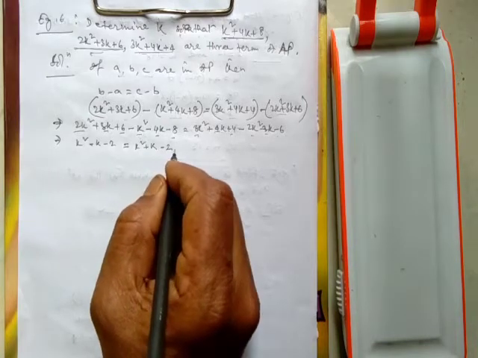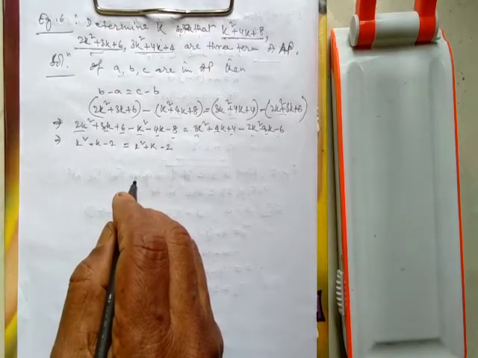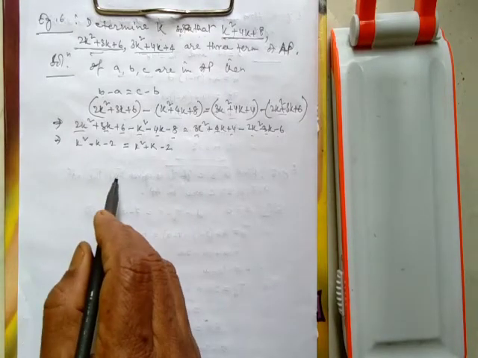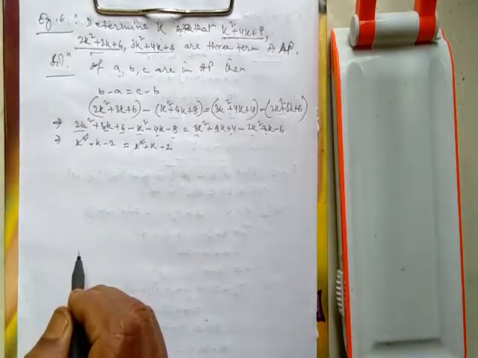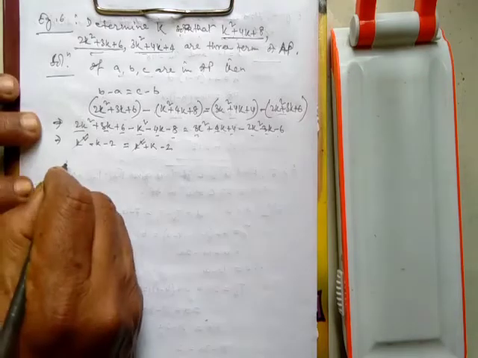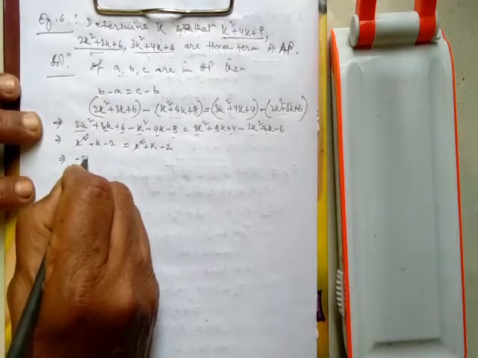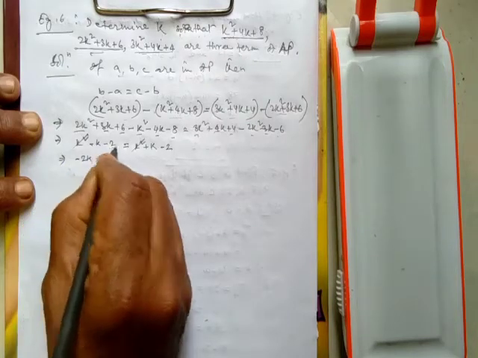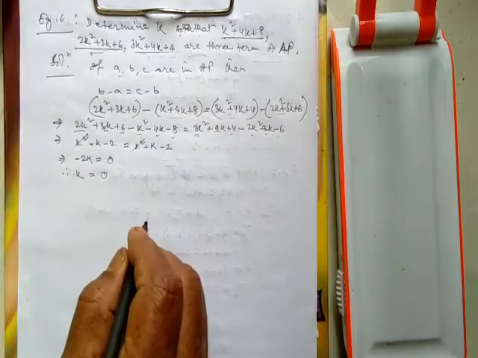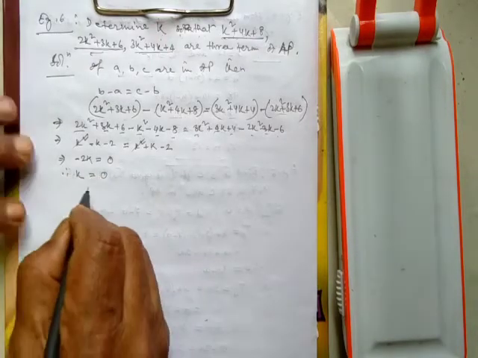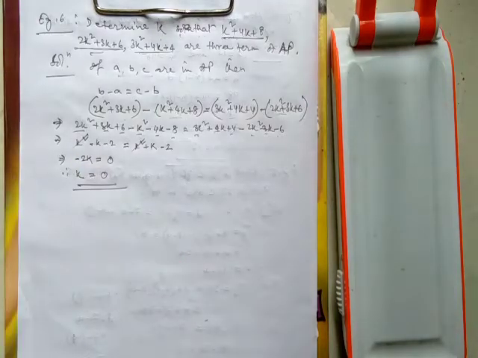Okay? This is what we got. This implies these two are cancelled. This k comes to this side and becomes minus 2k is equal to 0. Therefore k is equal to 0. So you are asked to find out the value of k, determine k, and you are getting k is equal to 0.